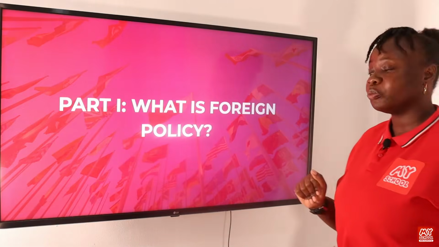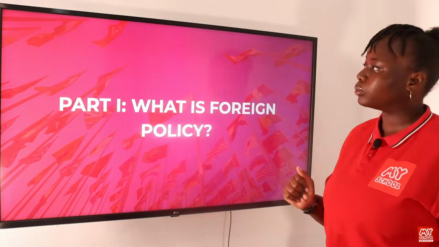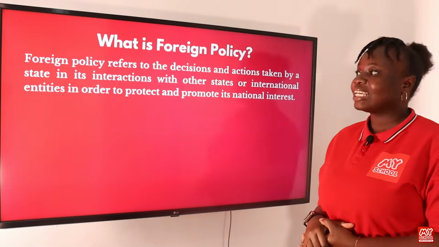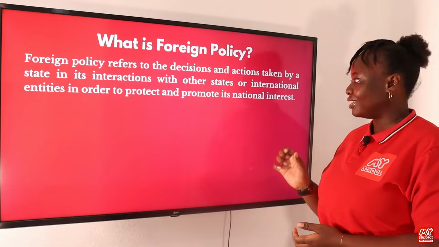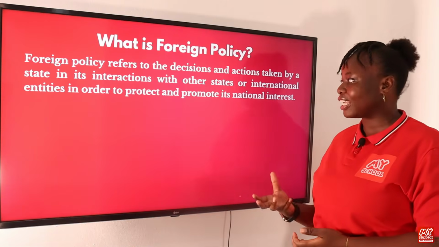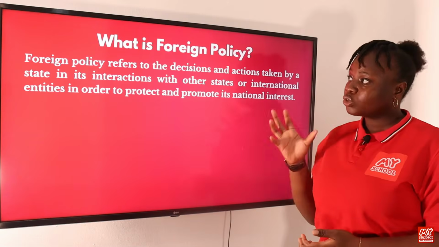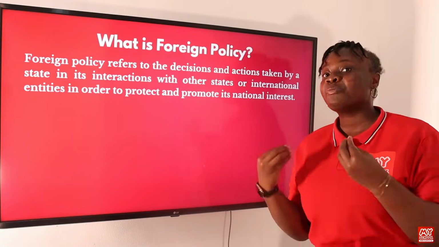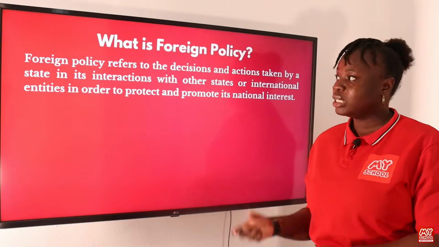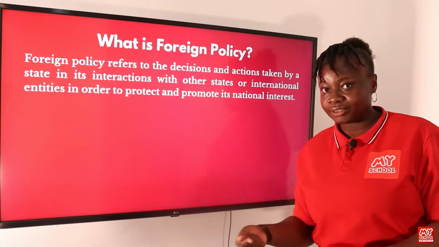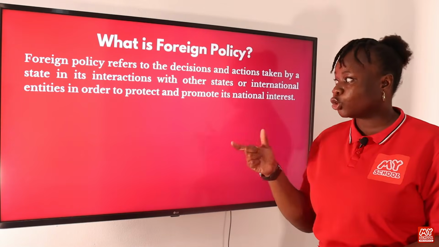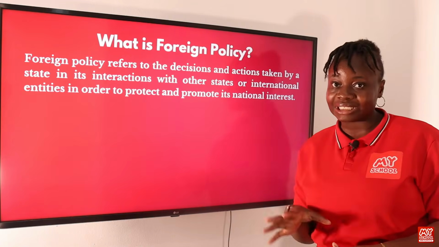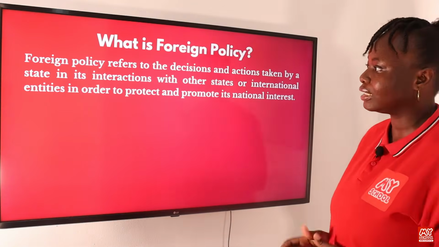All right, so remember we're going to begin with what foreign policy is all about. Foreign policy refers to the decisions and actions taken by a state in its interaction with other states or international entities in order to protect and promote its national interest. So in this particular definition, the decisions and actions are very important. They are things that a particular state actually has to do when it interacts with other states or other nations of the world. So it does this to protect and promote their national interest. National interest is a very important keyword in this particular definition. Let's move on to the next slide.